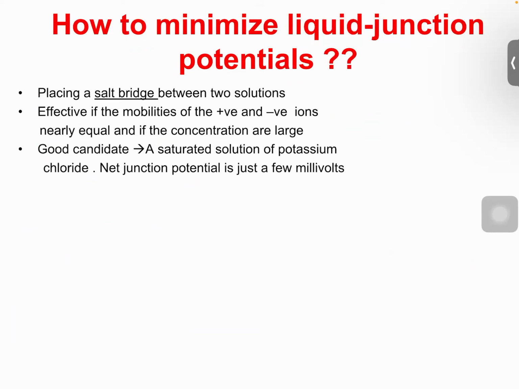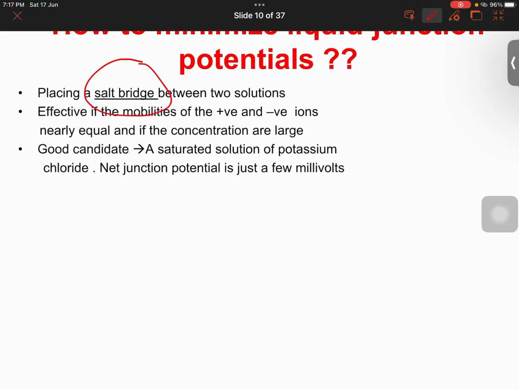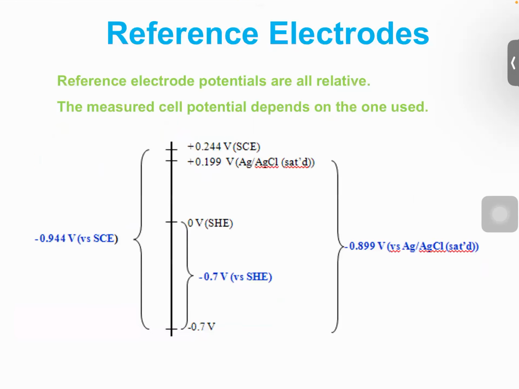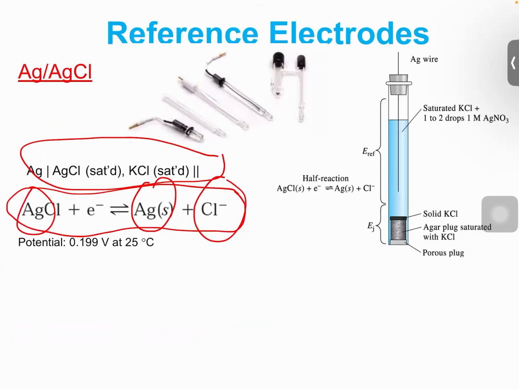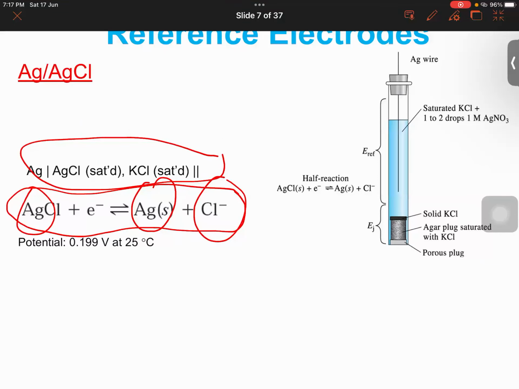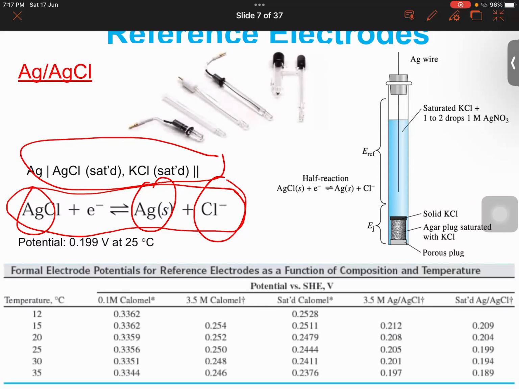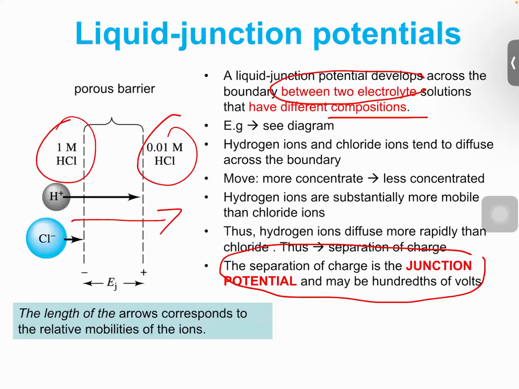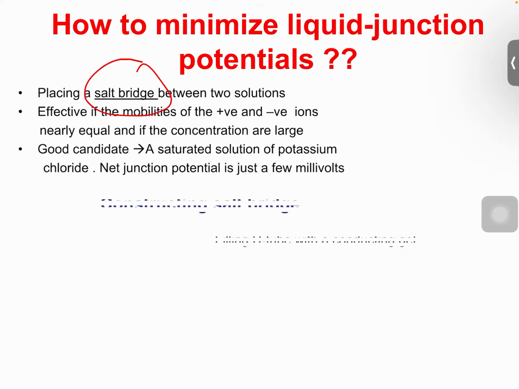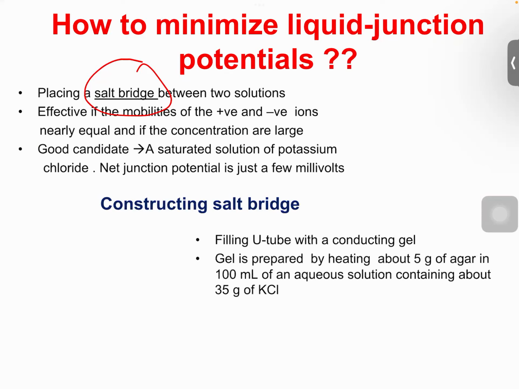So we need to minimize this. We need to minimize the liquid junction potential by placing a salt bridge between the two solutions. So if you observe the galvanic cell or potentiometric cell, it requires what we call a salt bridge in order to minimize the liquid junction potential.